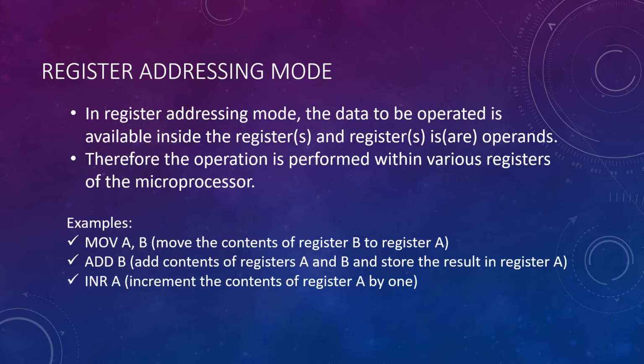Next is register addressing mode. In register addressing mode, the data to be operated is available inside the registers. Therefore, the operation is performed within various registers of the microprocessor. For example, MOV A, B. This instruction will copy the content of B to the register A. This is called register addressing mode.